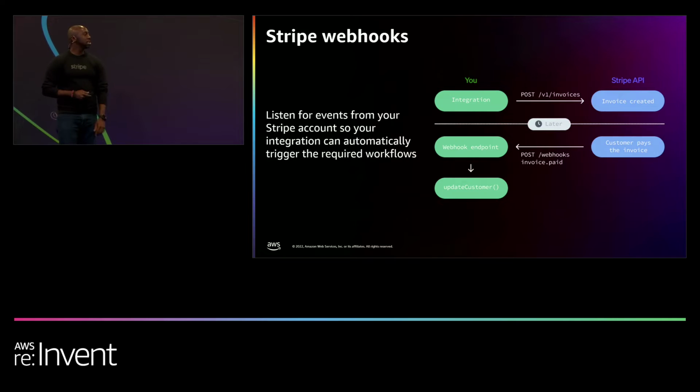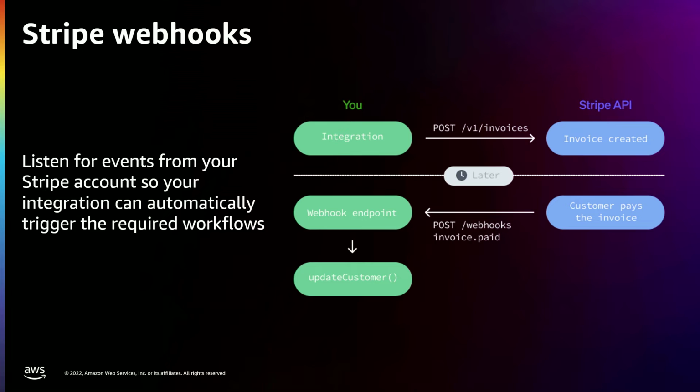Now, really quickly, this is what our webhook flow looks like. So as an example, if you wanted to create an invoice, this is what it would look like. You make a call to our API endpoint, right?